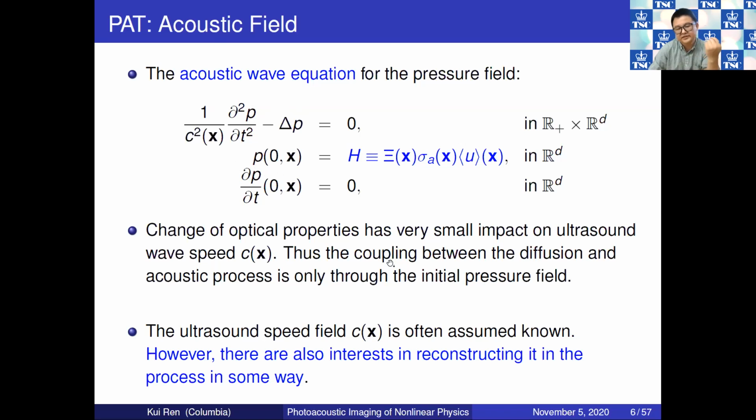So what is great about this modality is really that the acoustic process and the optical process are decoupled in their physical property, meaning that the ultrasound speed, this C here, has nothing to do with the absorption coefficient and the scattering coefficient. So in the ultrasound regime, very often people think of this sound speed as constant, that is tissue almost like water. So this is an independent coefficient. In most cases, it's assumed known, but there is a lot of interest in reconstructing that as well.